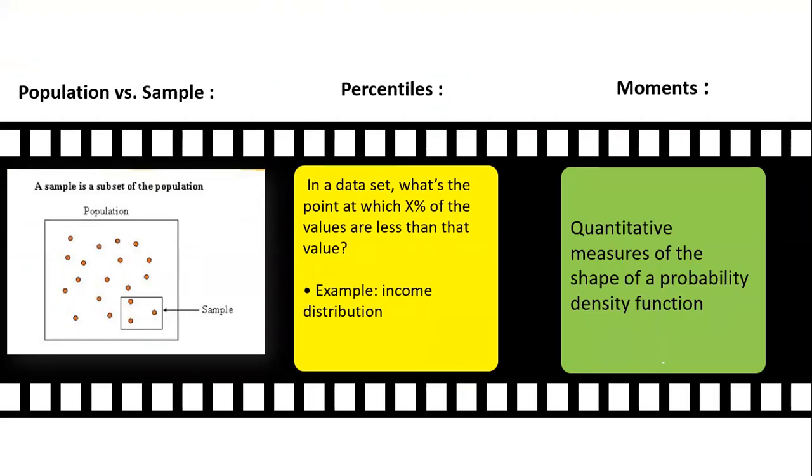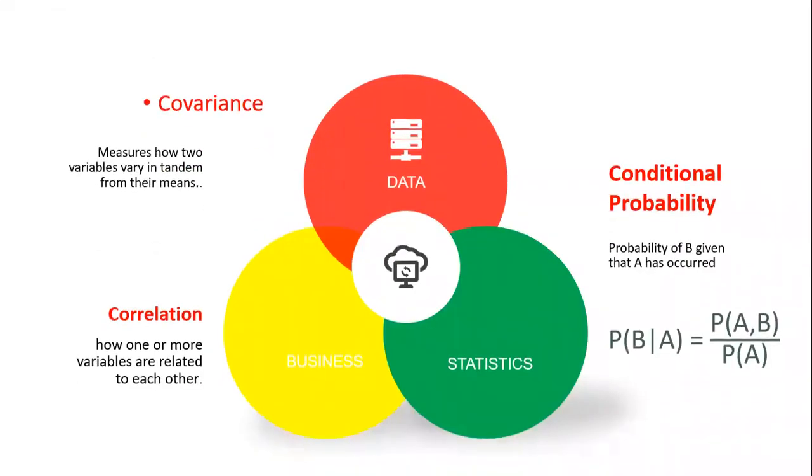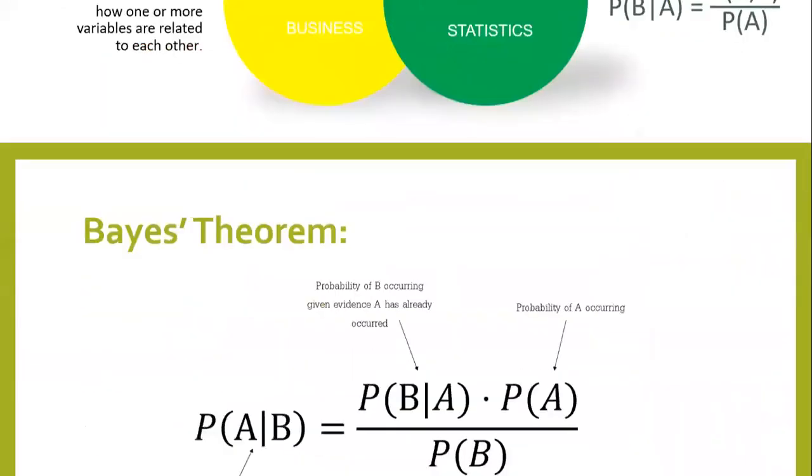Percentile. In a data set, it is the point at which X% of the values are less than that value. Example, income distribution. Moments. Quantitative measures of the shape of a probability distribution function. Covariance. It measures how two variables vary in terms of their means. Conditional probability is the probability of B given A. Correlation is how one or more variables are related to each other.